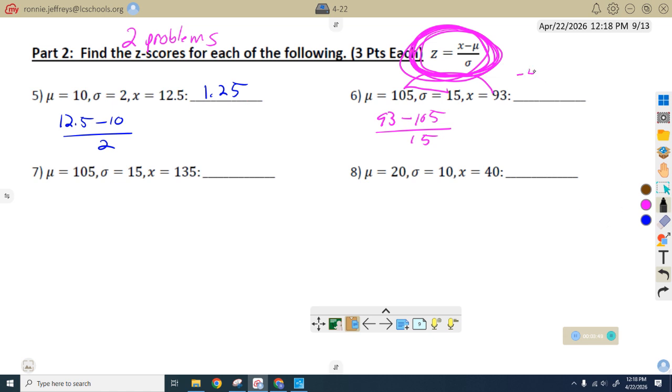All right, so this is negative 4 over 5 or negative 0.8. $135 minus 105 over 15. Was that 2? Because 135 minus 105 is 30. 30 over 15 is 2. 40 minus 20 over 10. Also 2. Woohoo!